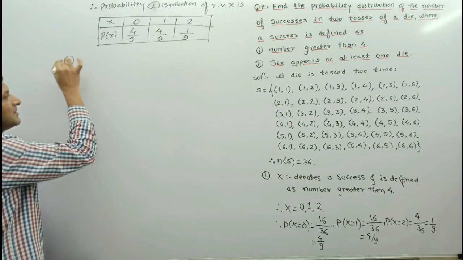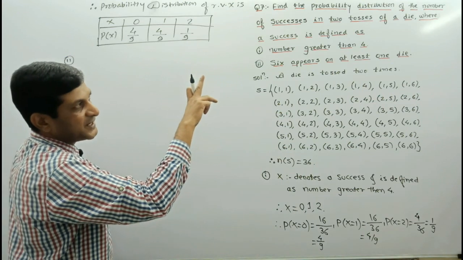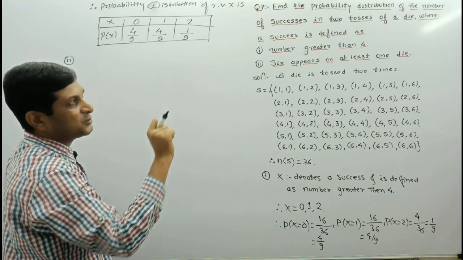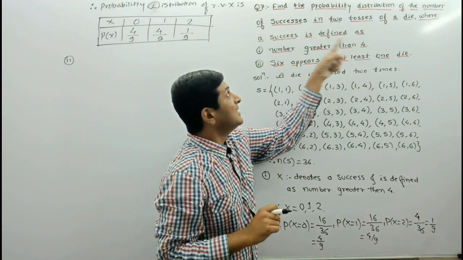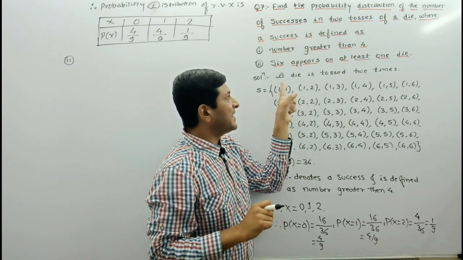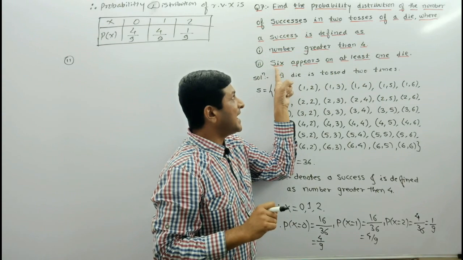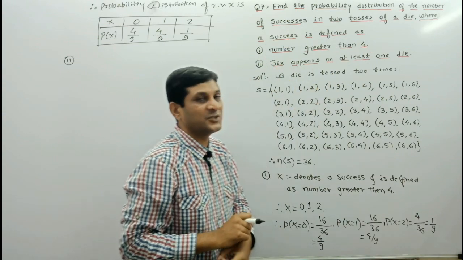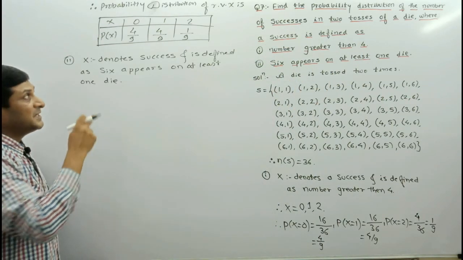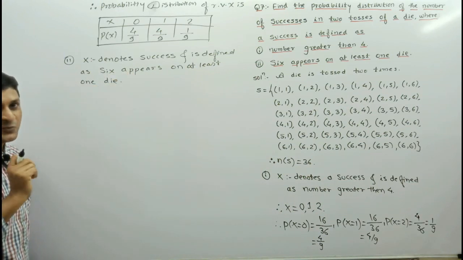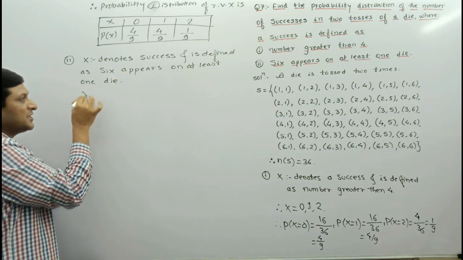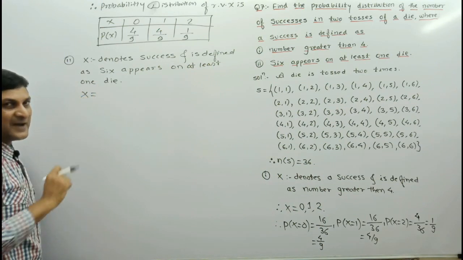In the second part, what do we again have to find out? The success of two tosses of a die, where a success is defined as 6 appears on at least one of the dice. Now here x denotes success and is defined as 6 appears on at least one die. So using this condition, let us try to find out possible values of x.